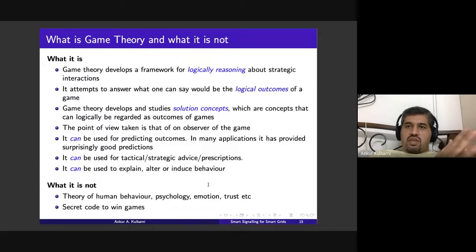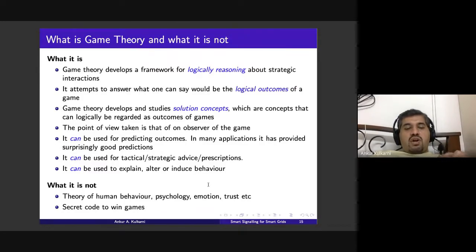So it's very suitable in the case of signaling for smart grids, because what we realize is that there are multiple agents involved, and what we want to do, as observers or as administrators of the system, is to know what their outcome is going to be. So obviously, as a result of this, it can be used for predicting outcomes, and in many applications, it is known to provide surprisingly good predictions.